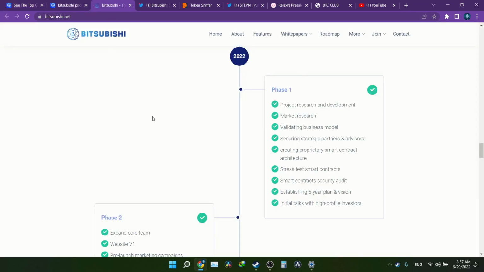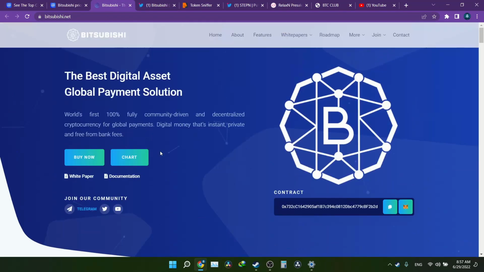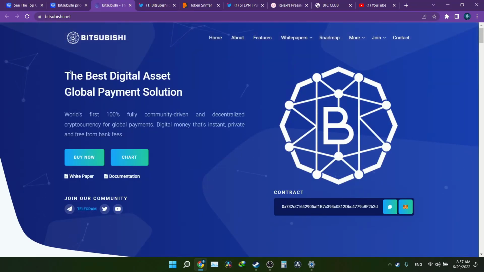The first thing that I want to show you is the webpage and what this project is all about. Bitsubishi is a digital assets global payment solution. It's the world's first 100% fully community-driven and decentralized cryptocurrency for global payments, digital money that's instant, private, and free from the banks, right? How good is that? Well, is it, as I said, legit or not? We're going to talk about all of that.